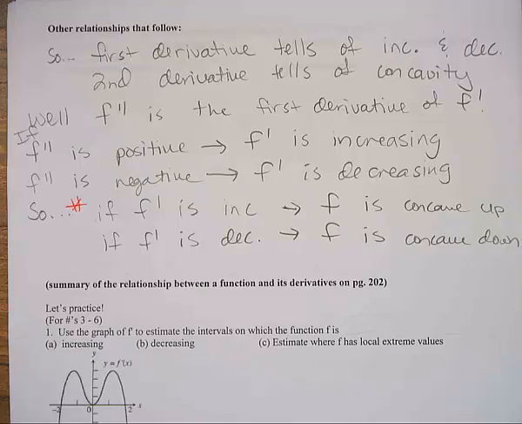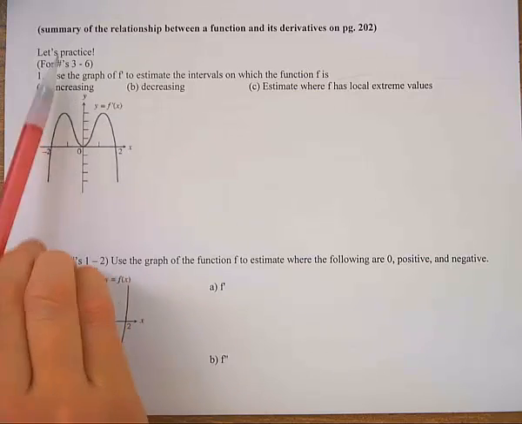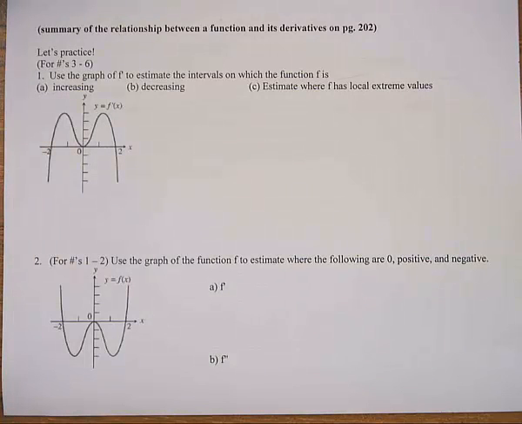So let's go ahead and do some practice from the book. So this example I'm about to do is to help you out with numbers 3 through 6 in the bookwork.